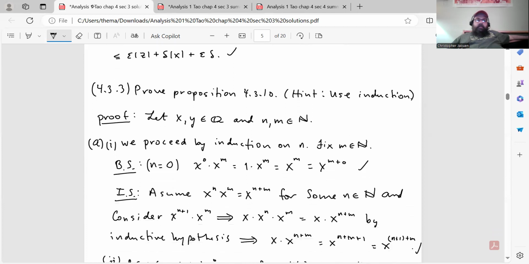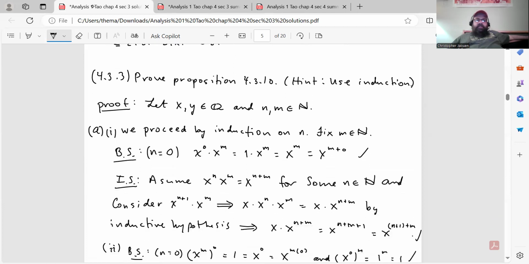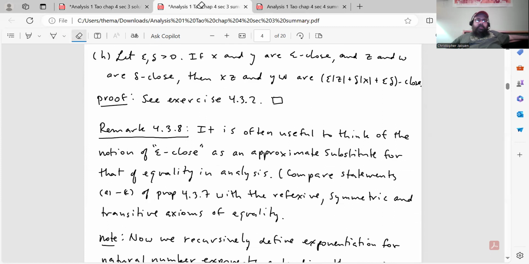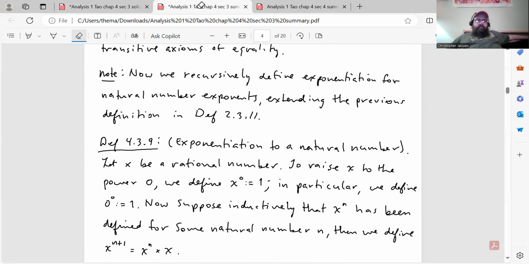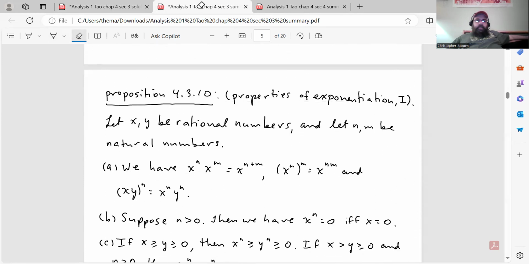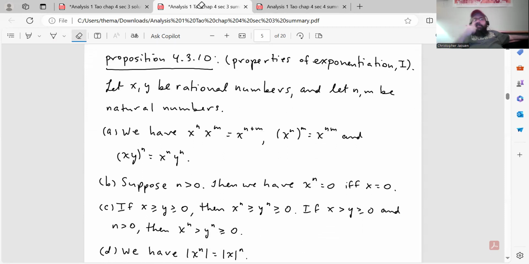Okay, and then the next question, 4.3.3, says prove Proposition 4.3.10. He does give a hint here. He says use induction. Let me just remind you what this proposition says. Right here, this is the properties of exponentiation, part 1. Remember, there's also a properties of exponentiation, part 2, which we'll also prove after this question. So there's a bunch of parts to this. Let's just do them one at a time.